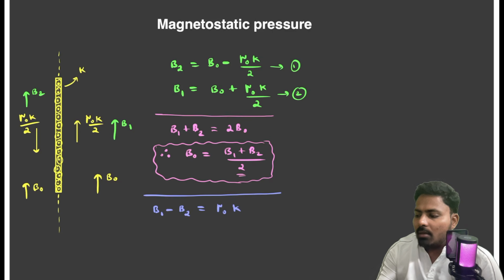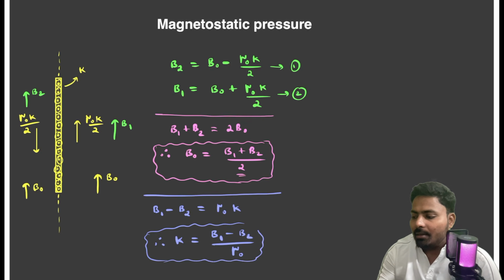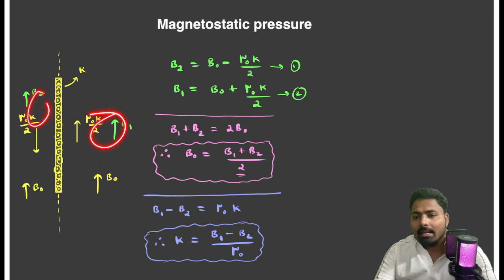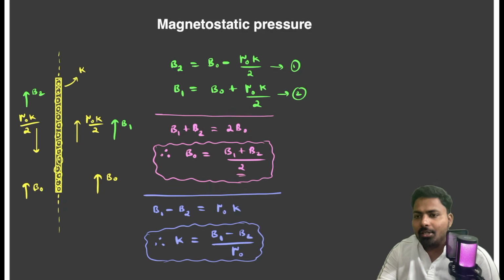which is equal to mu naught K. So I also got the value of current per unit length in terms of the net magnetic field on either side of this infinite large sheet. That is K equals (B1 minus B2) by mu naught, right? So this is the current per unit length in terms of the net fields that are present on either side of this infinite current carrying sheet.